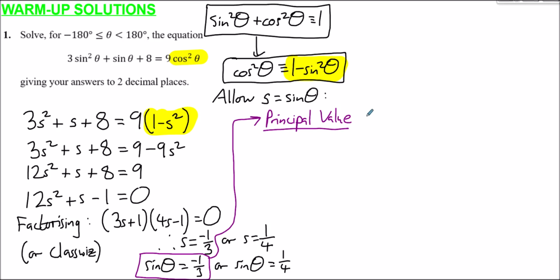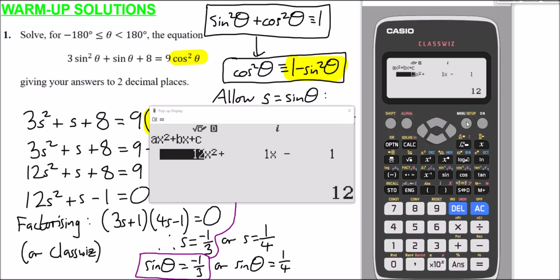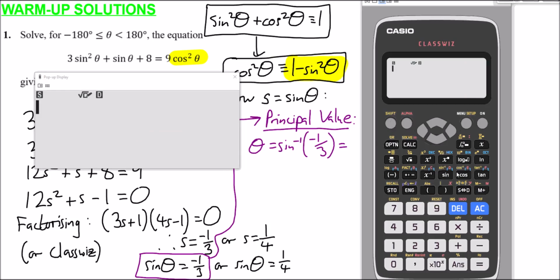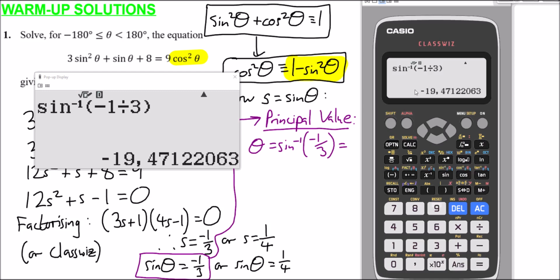So first one, the principal value is that theta is sine minus 1 of minus 1/3, which would give us, well, let's see. So go back to the main menu. So shift sine, minus 1/3. Principal value for this one is minus 19.47.